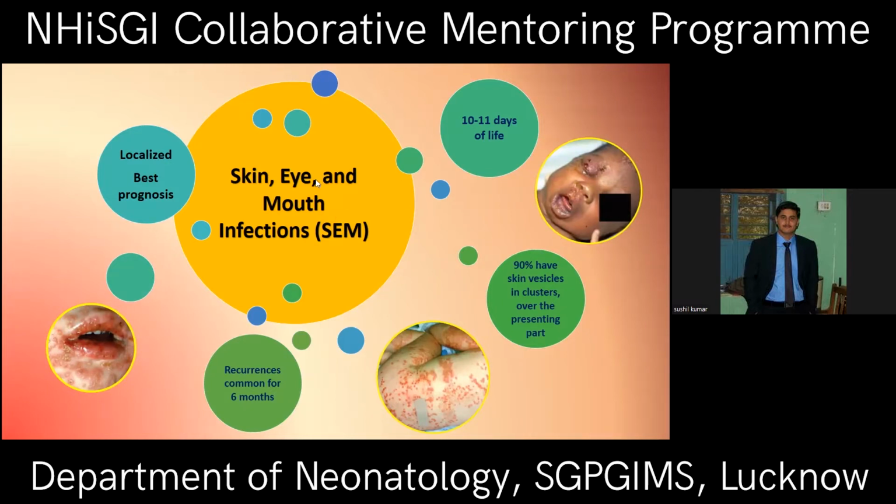So this variety of herpes simplex virus has the best prognosis, and recurrences have been documented in this SEM subcategory of patients. The differential diagnosis of this dermatological manifestation has already been discussed. Any vesicular eruption in the newborn period should be considered, but a high index of suspicion with respect to herpes SEM disease should also be considered.